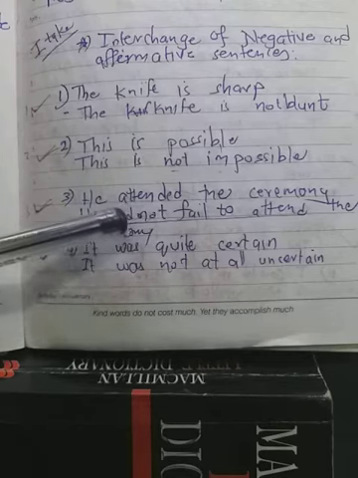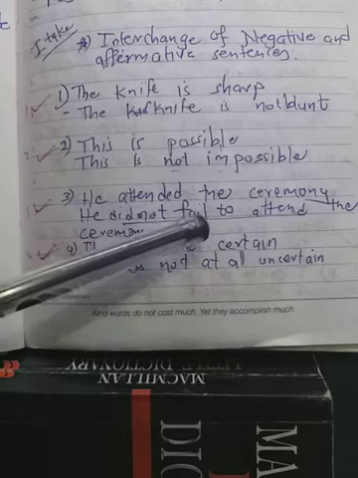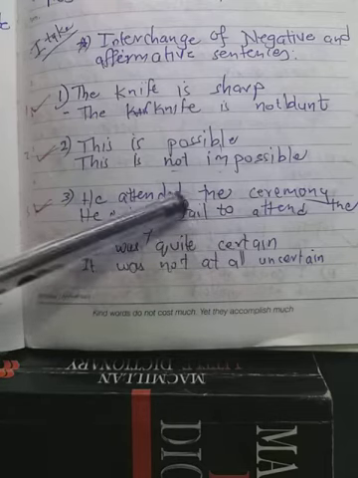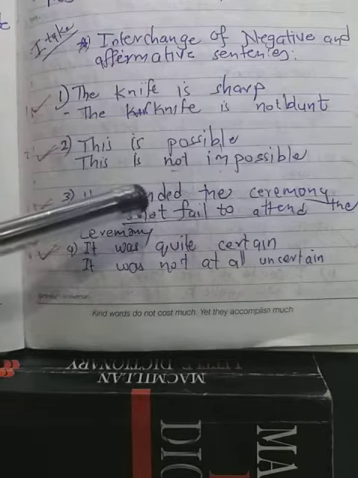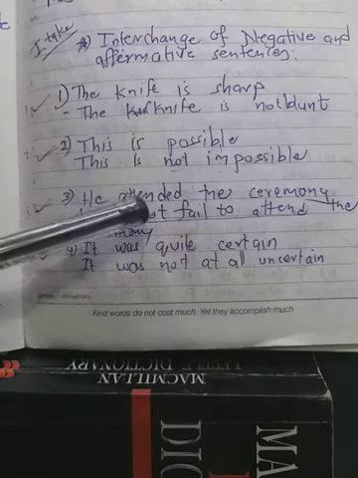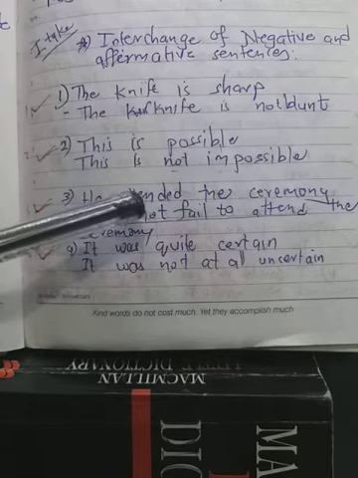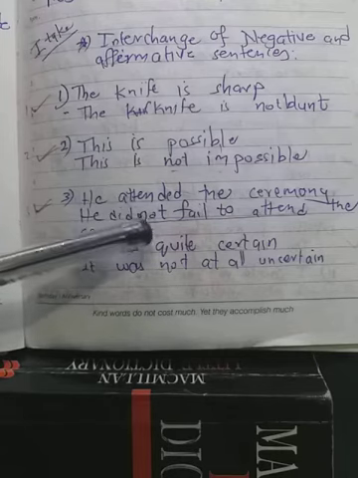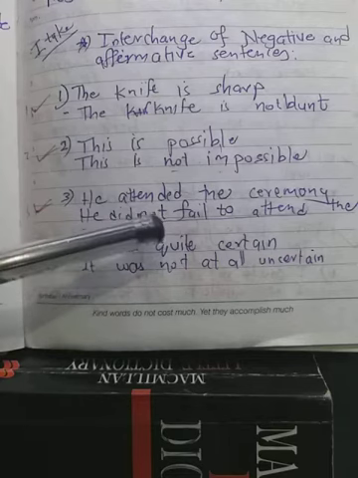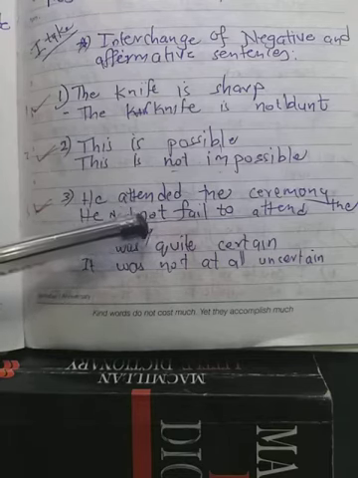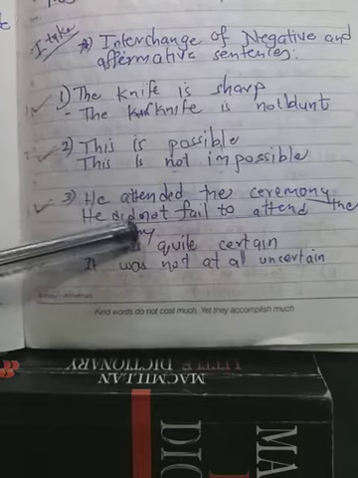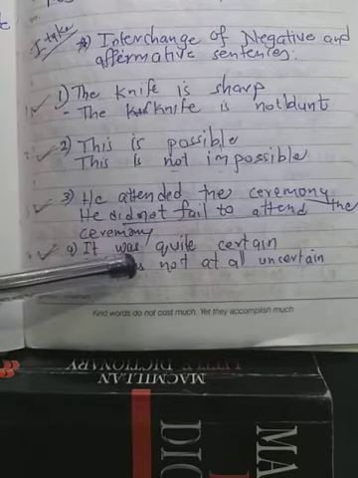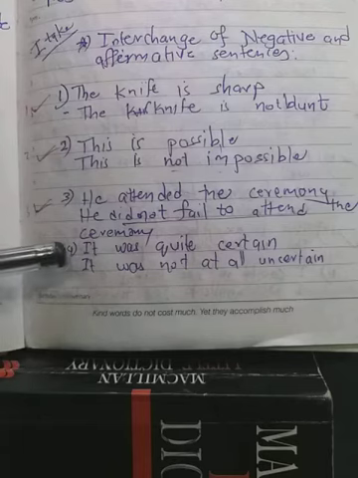So we add did not fail to attend. We have kept attend as it is. See, we have not done the opposite. That will not be logical. Unattended will not justify and make the exact transformation. So for that reason, we have to use certain phrases to exactly modify and transform the positive to negative and vice versa. The fourth sentence says, it was quite certain.